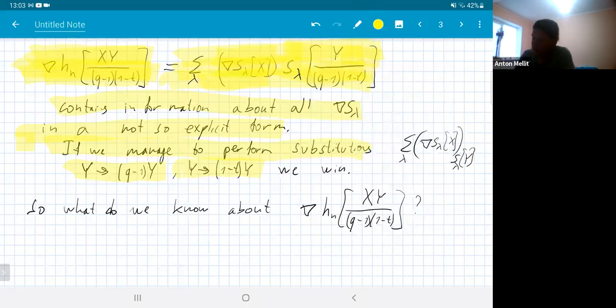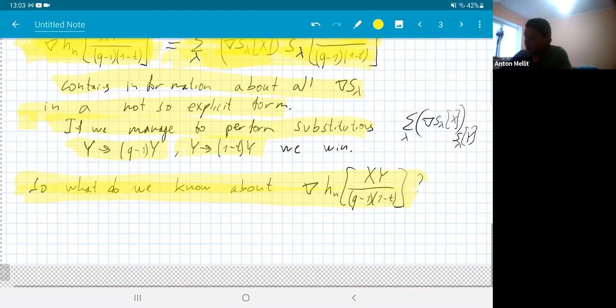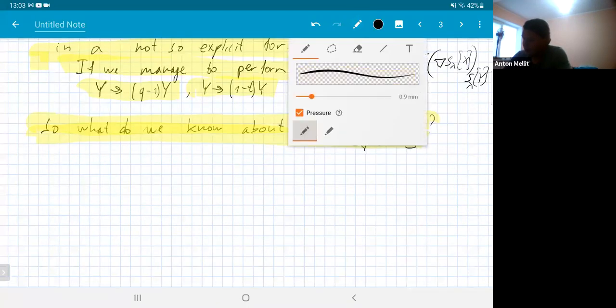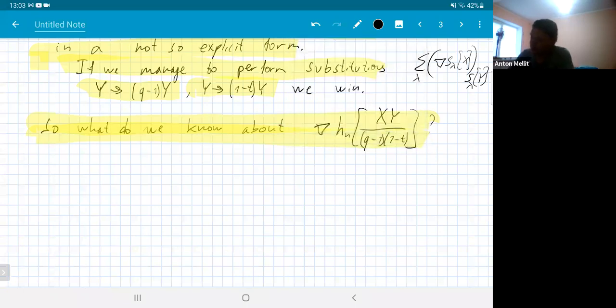So this leads us to the question: what do we know about Nabla of Hn of x, y, q minus 1, 1? How can we compute it? That's what we are going to do. So how do we actually compute it? What we want is to write Nabla Hn of x, y over q minus 1, 1 minus t. Let's do this exercise.